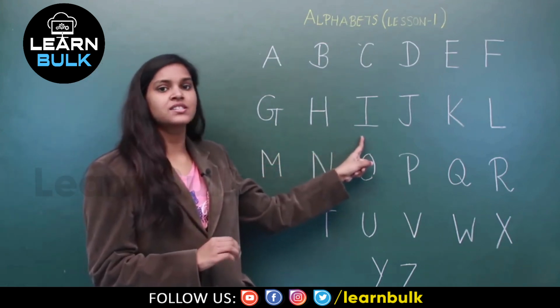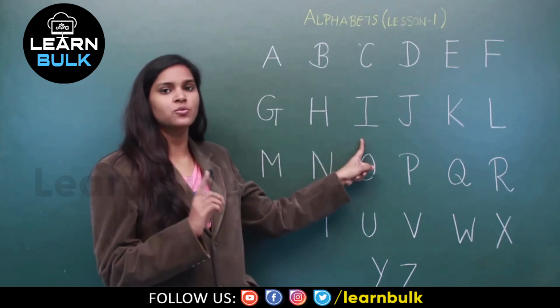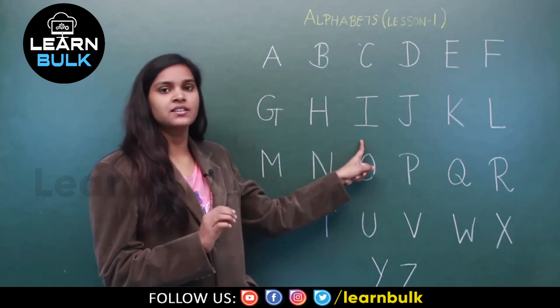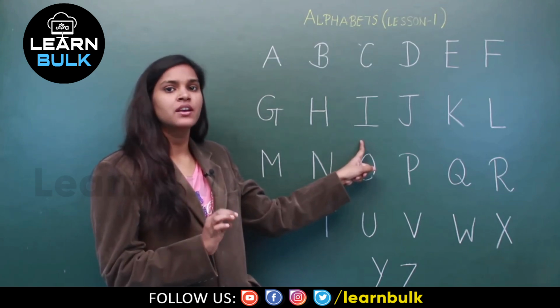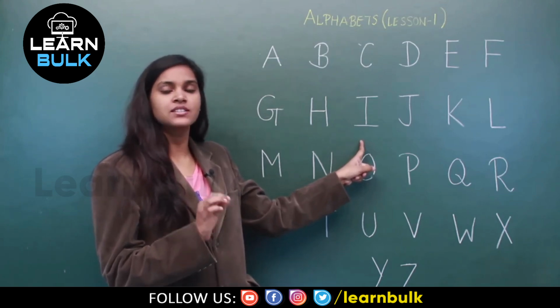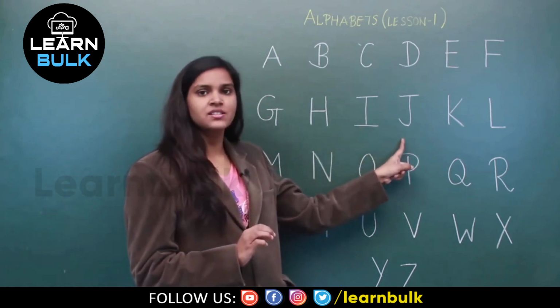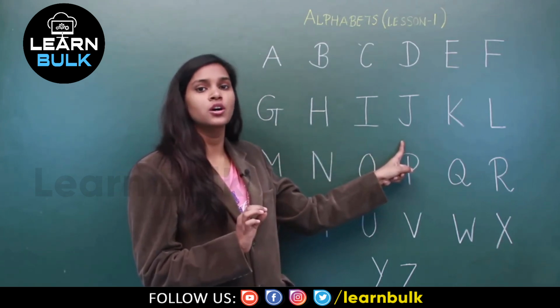The next alphabet is I. This also has two sounds, one long sound and one short sound. The long sound is I as in ice cream and the short sound is I as in igloo. The next alphabet is J and the sound that it makes is J.